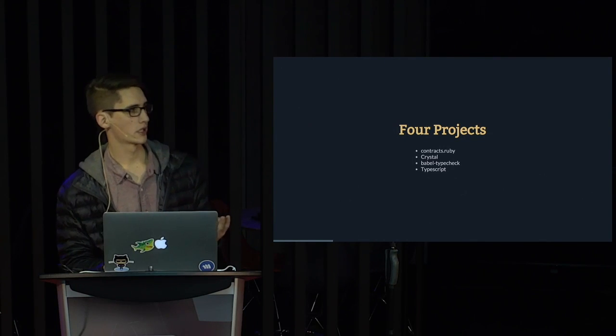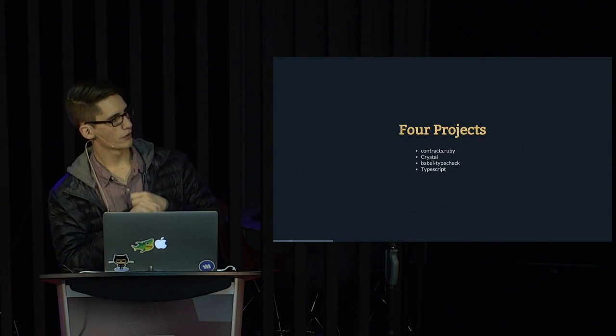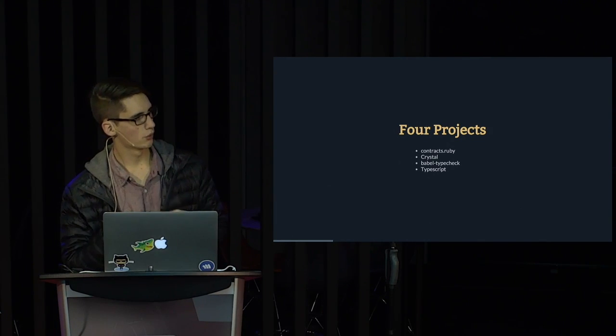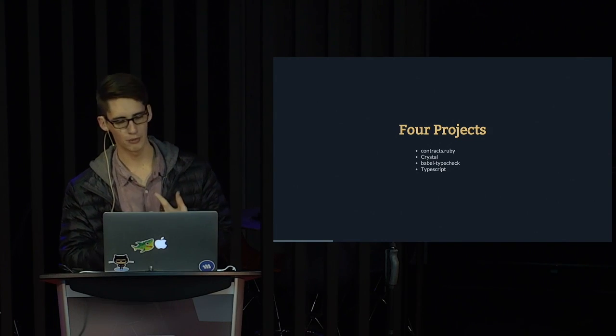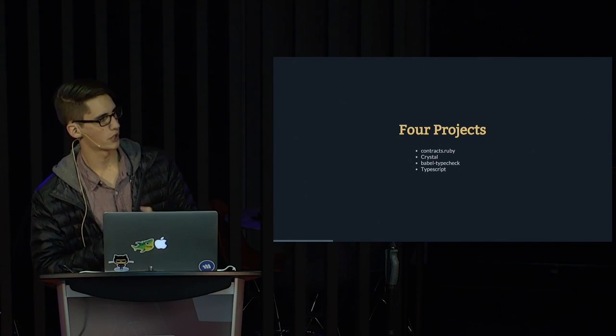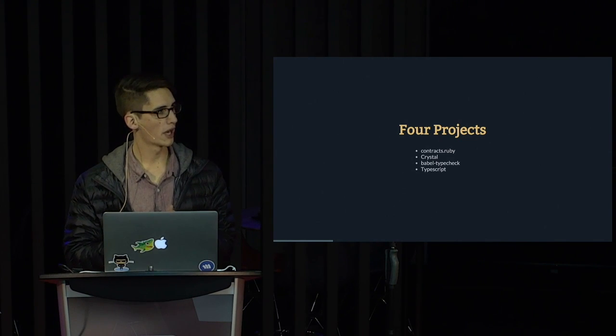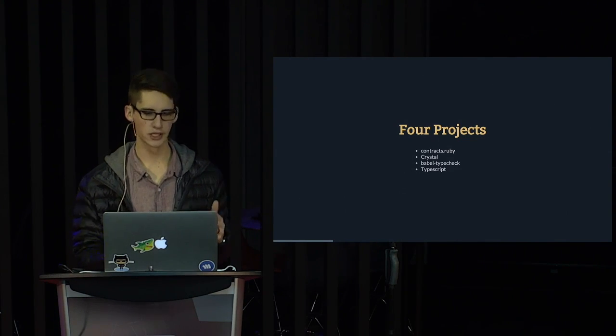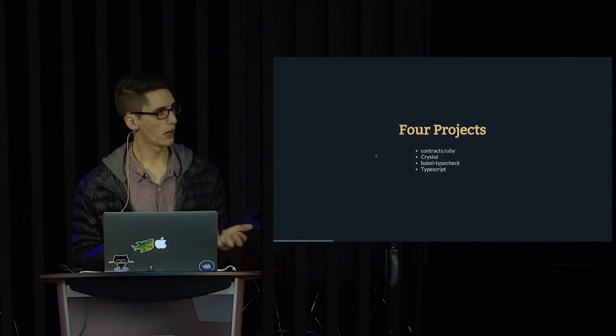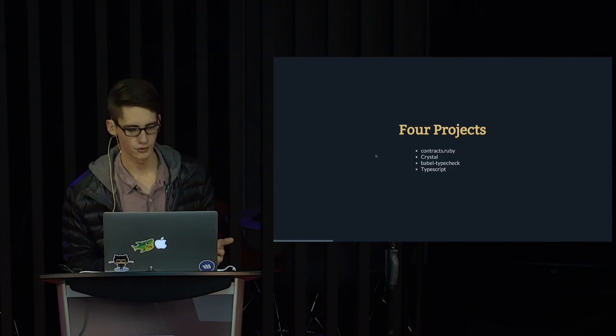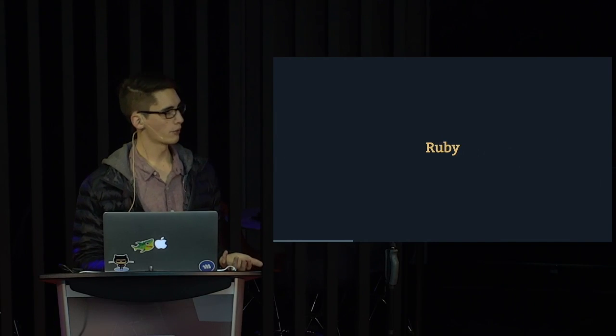So there are 4 projects that I want to throw out. One of them is called contracts.ruby. One of them is called Crystal. One is called Babel typecheck, and the other is called TypeScript. The first 2 are Ruby related, and the second 2 are JavaScript related. I kind of just want to give an overview of these projects and throw out, hey, maybe you guys will find these useful. So let's talk about Ruby.